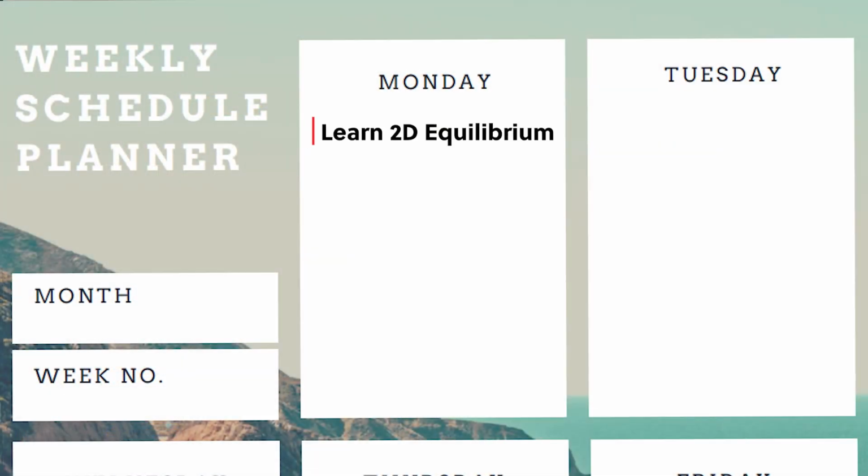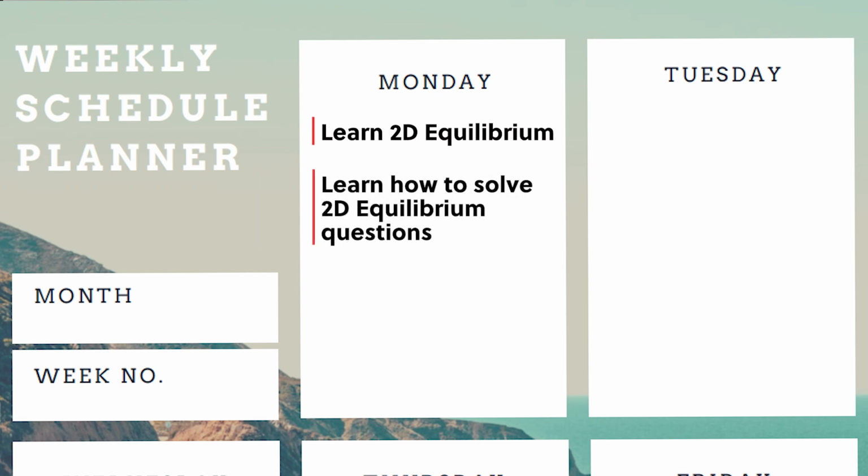So for your learning goals, you may write something like this. So let's say you write learn 2D equilibrium or learn statics 2D equilibrium. Or maybe you write learn how to solve 2D equilibrium questions. So now here's the big question. Are these goals, or learning goals, good learning goals?